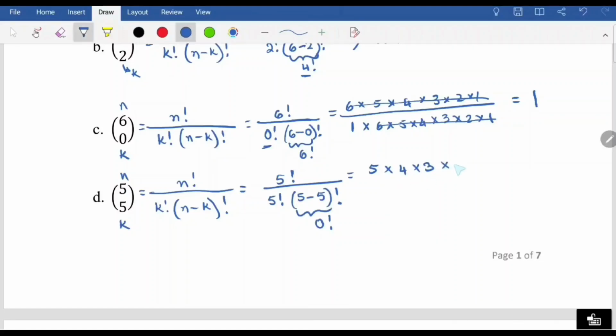5 times 4 times 3 times 2 times 1. Again, this 5 factorial is 5 times 4 times 3 times 2 times 1, and 0 factorial is 1, but it doesn't make any difference. These divide, so we will end up with 1 over 1, which is a 1. Right? So again, this is another fact to remember, just like the previous one. If you have a 0 at the bottom, you will always end up with a 1. If n and k are the same values, you will end up with a 1 also. All right?